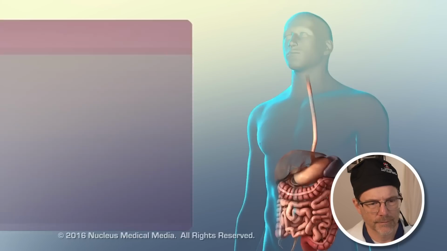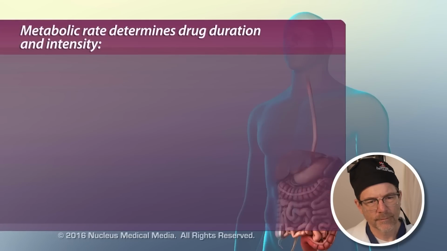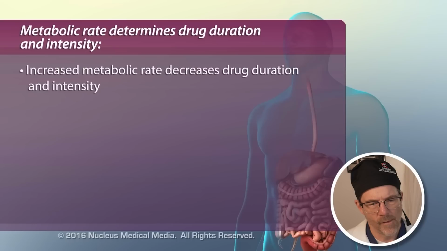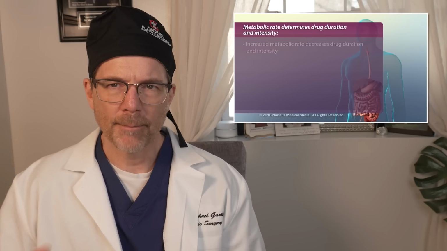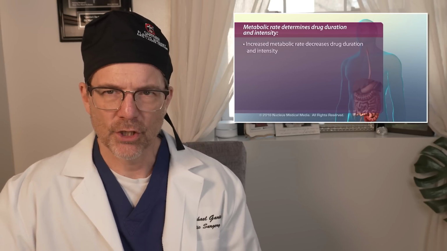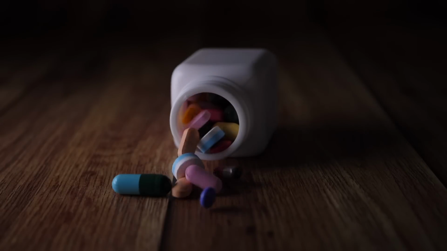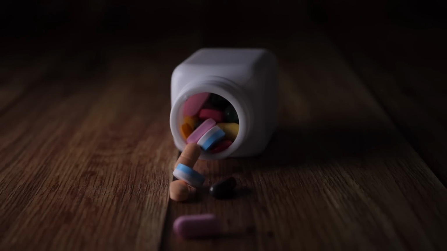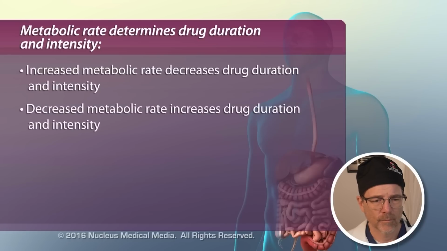A drug's duration and intensity of effect are largely determined by metabolic rate. Increased metabolic rate will decrease drug duration and intensity by facilitating excretion. If metabolic rate is high, you metabolize drugs a lot and you need more drug concentration to get the same effect. Decreased metabolic rate increases drug duration and intensity.